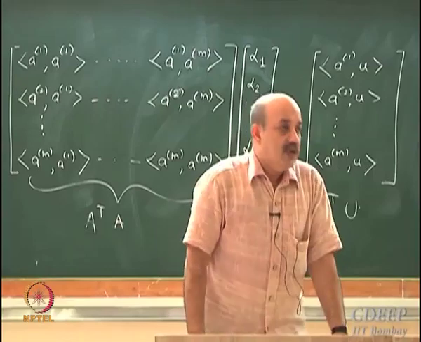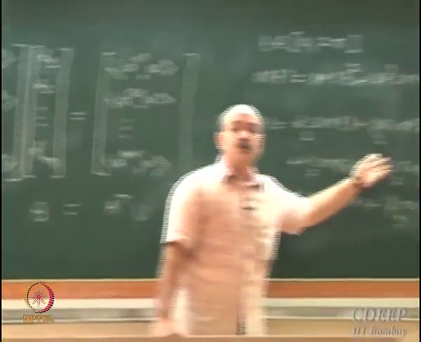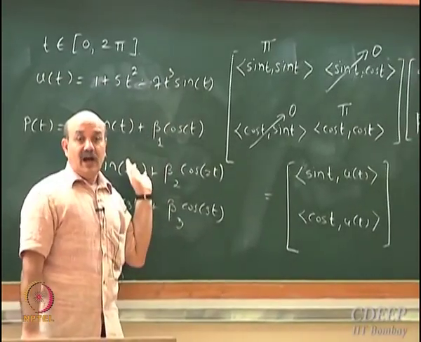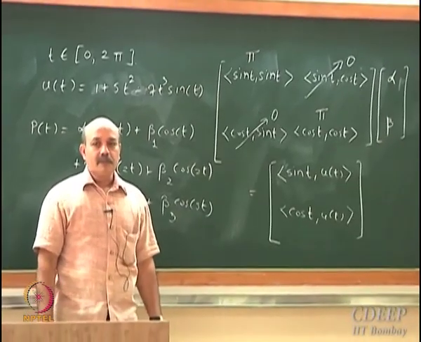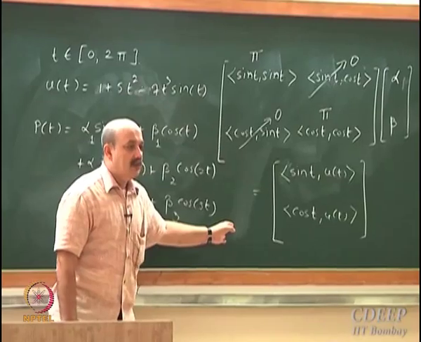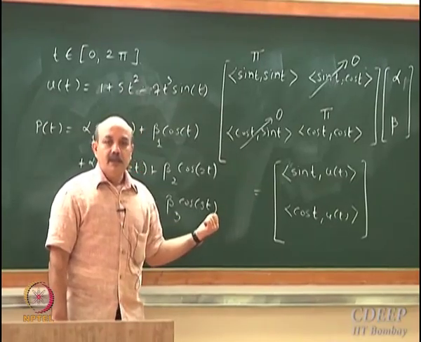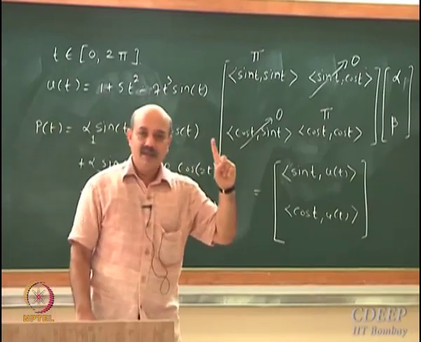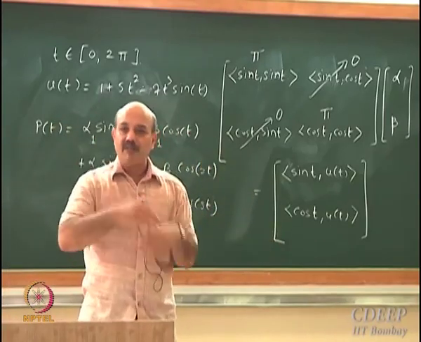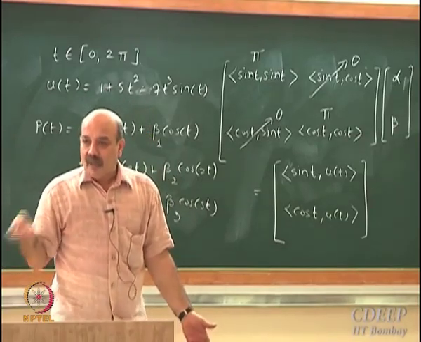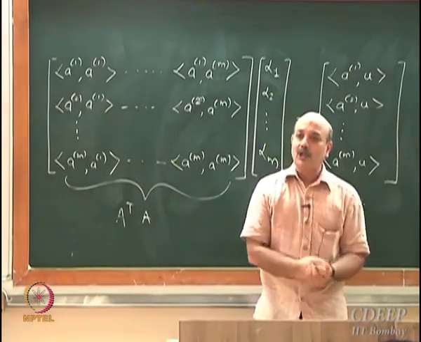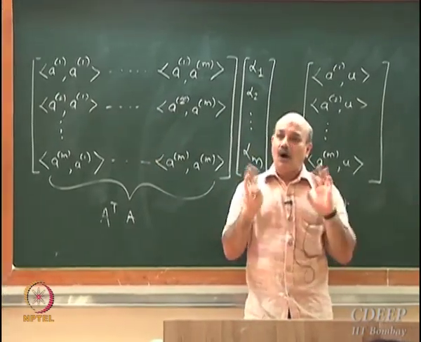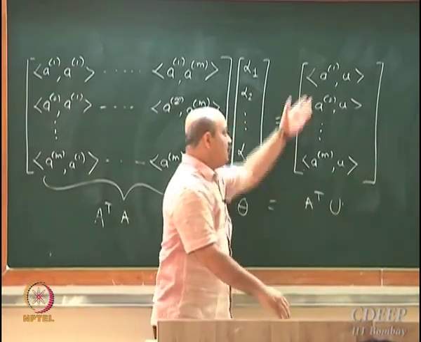But there is one more thing I want to tell you. Right now I have chosen these vectors to be orthogonal. I have not chosen them to be orthonormal. If I choose them orthonormal, what will happen? Suppose these vectors are orthonormal. What is the property of orthonormality? The inner product between a_i and a_j is 0, and with itself is equal to 1. What will happen to this matrix if I take orthonormal vectors? This will be the identity matrix.